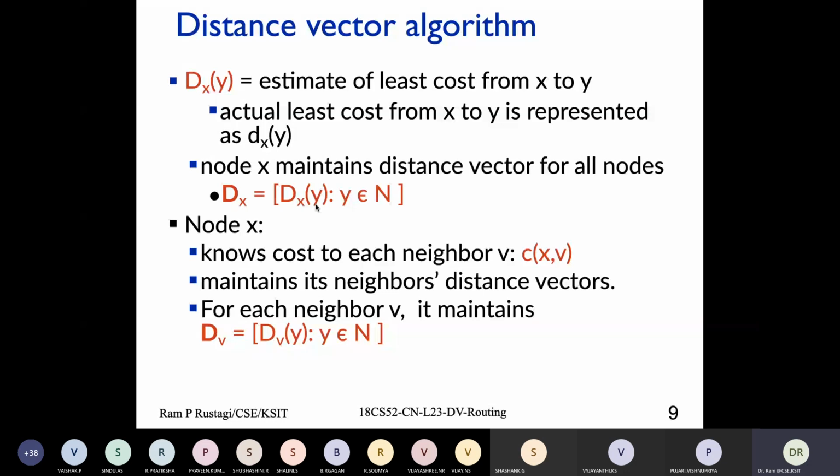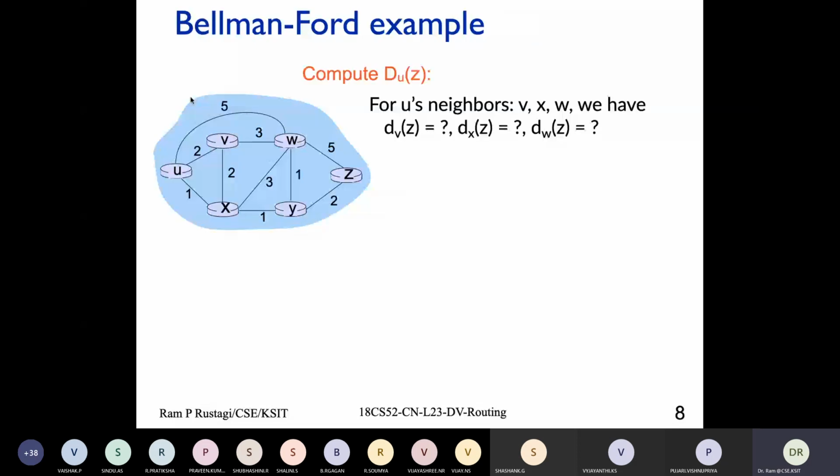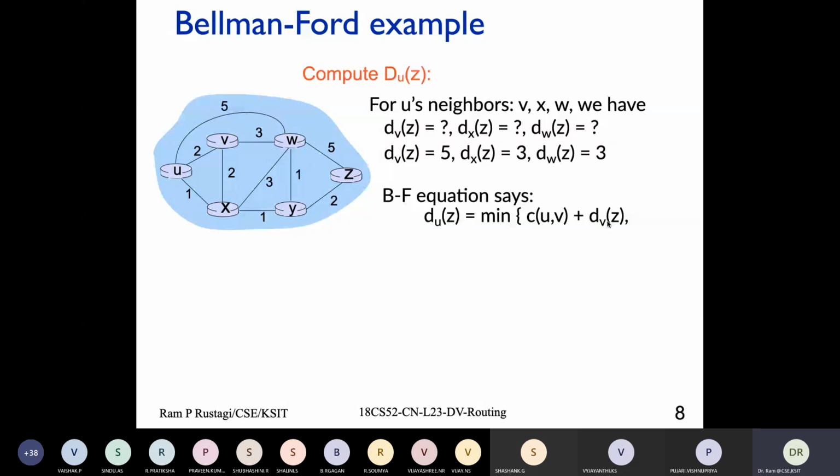Node x not only maintains its own distance vector for all the nodes, if you look at the previous case, it also maintains the distance vector for its neighbors V, X, and W. Because if it doesn't know this distance vector DVZ, it won't be able to compute. So each node maintains a distance vector not only for itself, but for all its neighbors as well. And that is what each node communicates. We'll take a practical example to demonstrate how this communication actually happens.